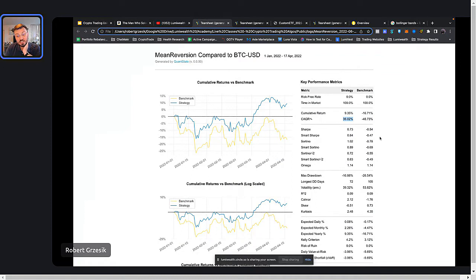So we smoked Bitcoin in this case. We're outperforming Bitcoin by something like 80%, right? Everyone else is losing money. You're still making money using this strategy. Pretty amazing, right?